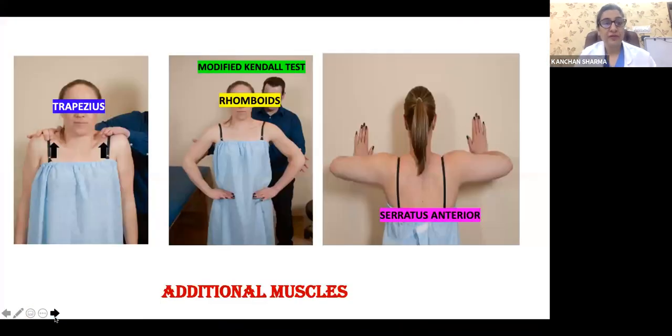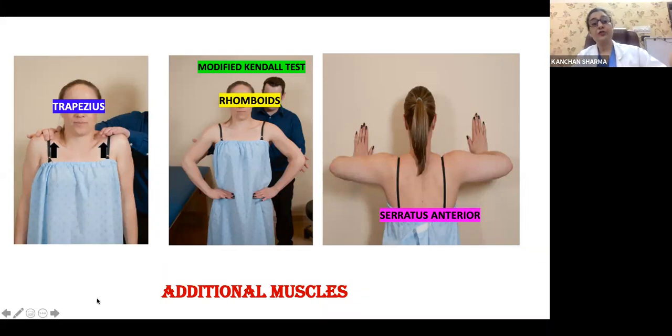Trapezius, again, ask the patient to shrug against the resistance which is applied. You will be applying the resistance, and the patient will be shrugging the shoulder. For rhomboids, you ask the patient to keep the hand over the hips and try to squeeze the scapula towards the midline, against the resistance which you will be applying with your palm over the elbow. Then serratus anterior, you can ask the patient to do the wall push-up, and you can just look for the movement of the scapula.